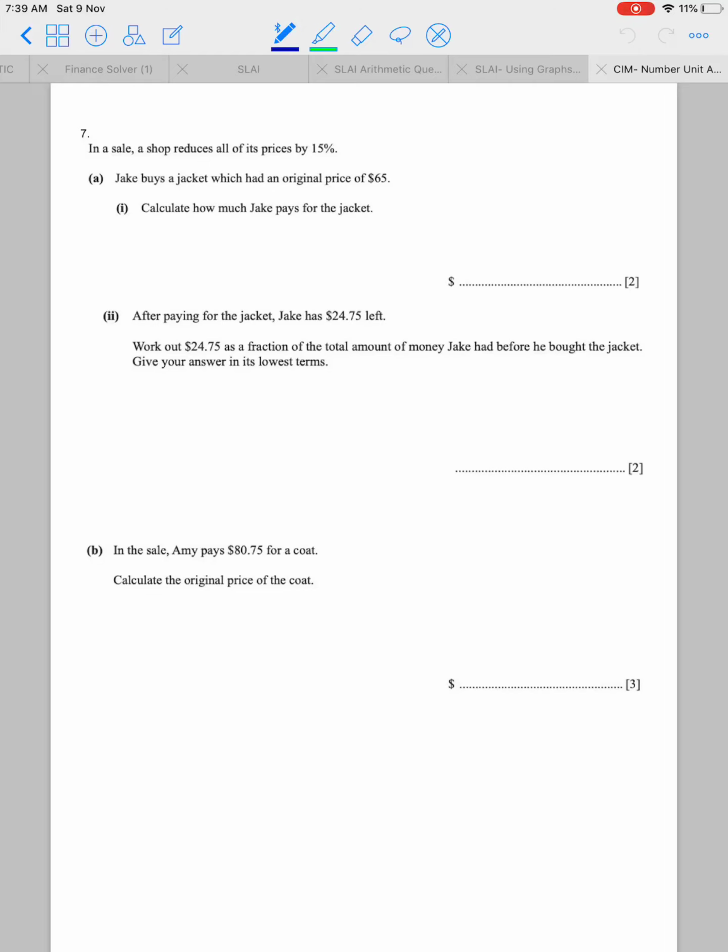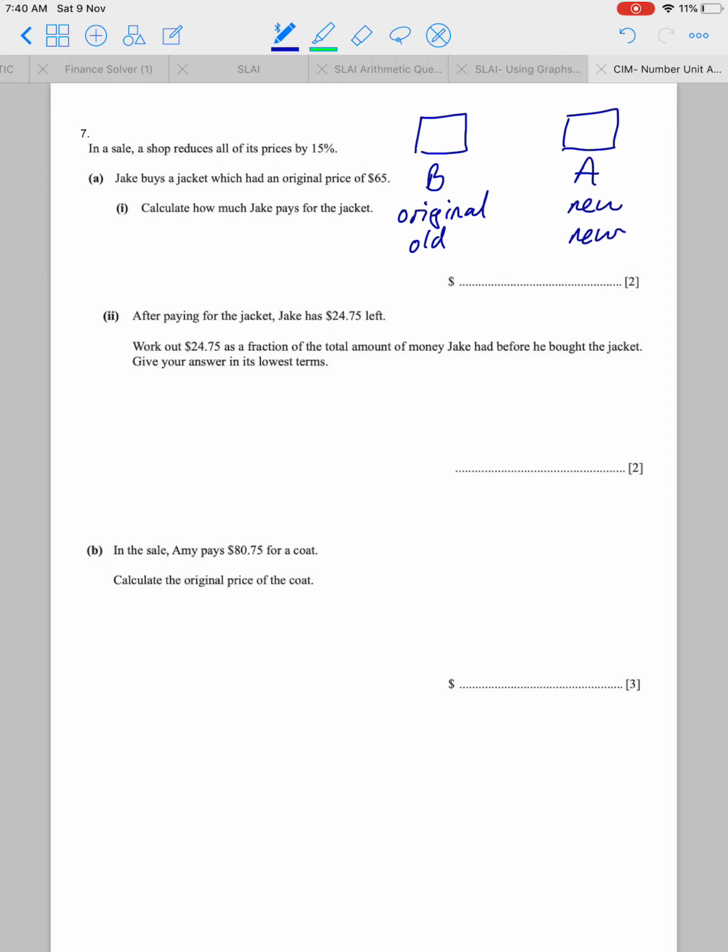Okay, so this is a mixed question on percentages. I always like drawing pictures. This is kind of before and this is after, or this could be the original and this is the new, or the old price and the new price. So some kind of visual sometimes helps.